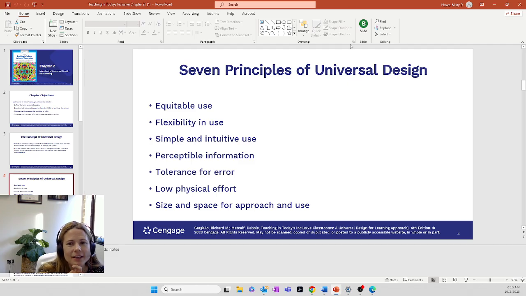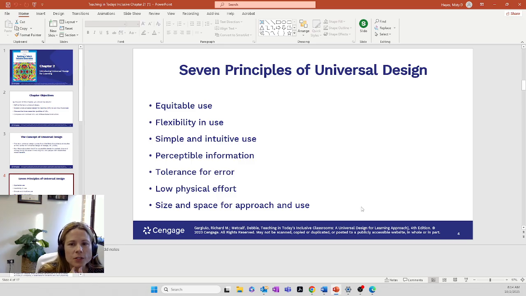So if we're looking at just universal design, this right here is what we're going to see in the classroom. This is what we want to see. They're going to make mistakes. There's tolerance for that. There shouldn't be a lot of effort physically to move around your room. How are you designing and setting up your room? Look at the space you have, the size of the things that you have. How are they going to approach these items? How are they going to use it? It should be simple and intuitive where they can just pick it up. Your classroom needs to be flexible, equitable, or diverse.